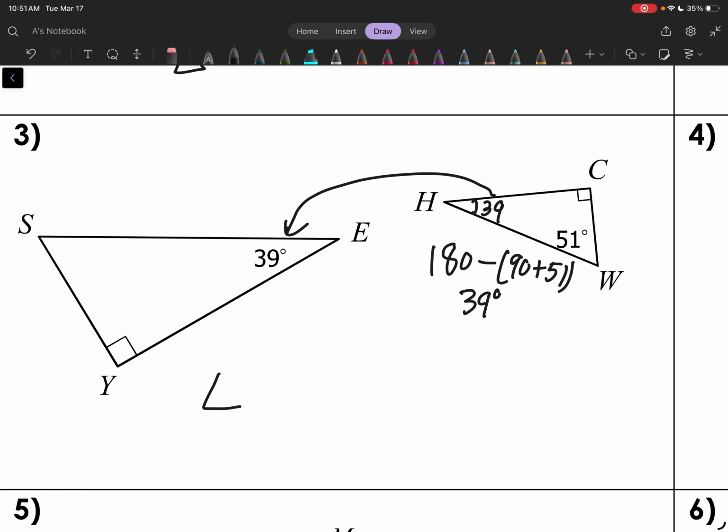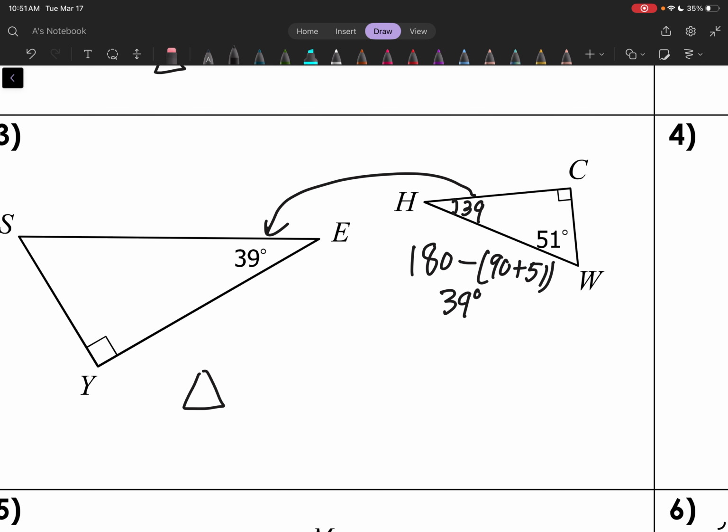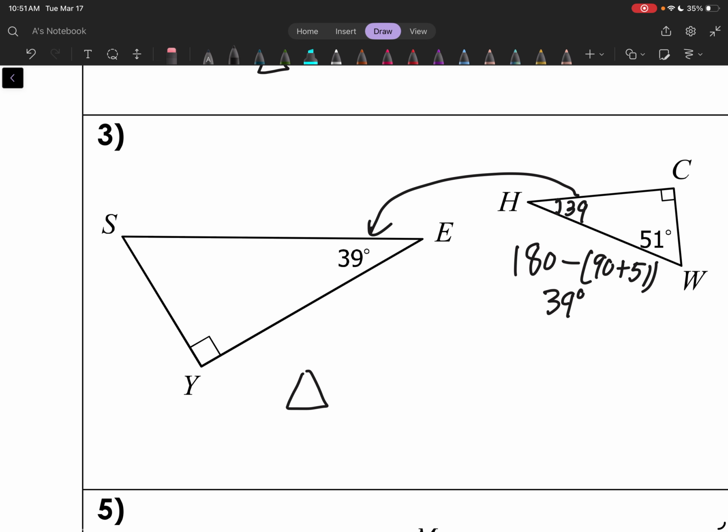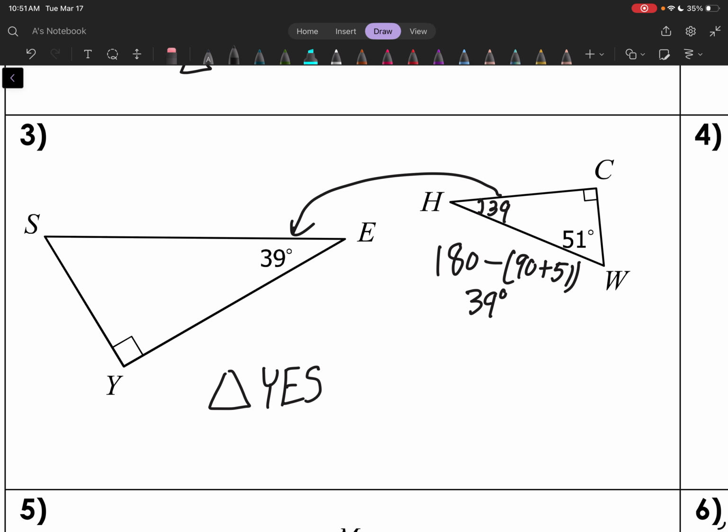So yes, they are similar. In triangle, I'm going to say EYS. I'm going to put YES just because I want to spell the word yes. Find joy in the little things of life.